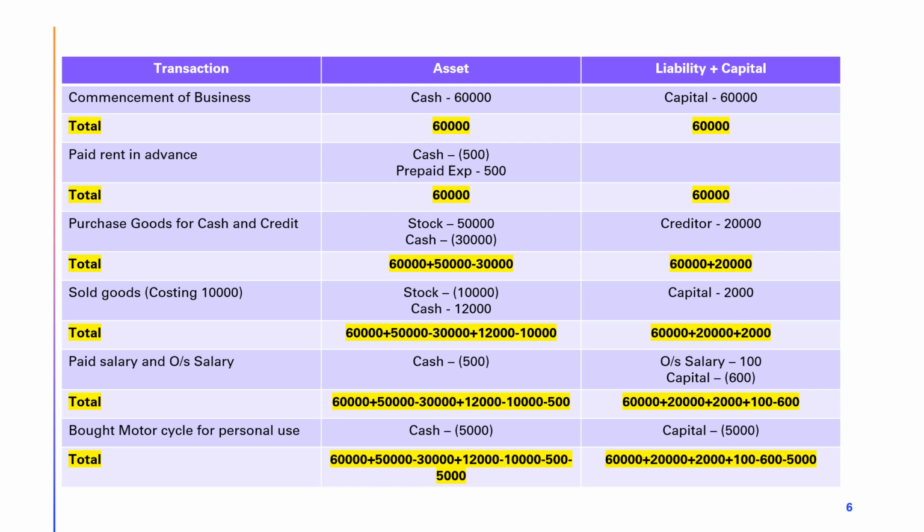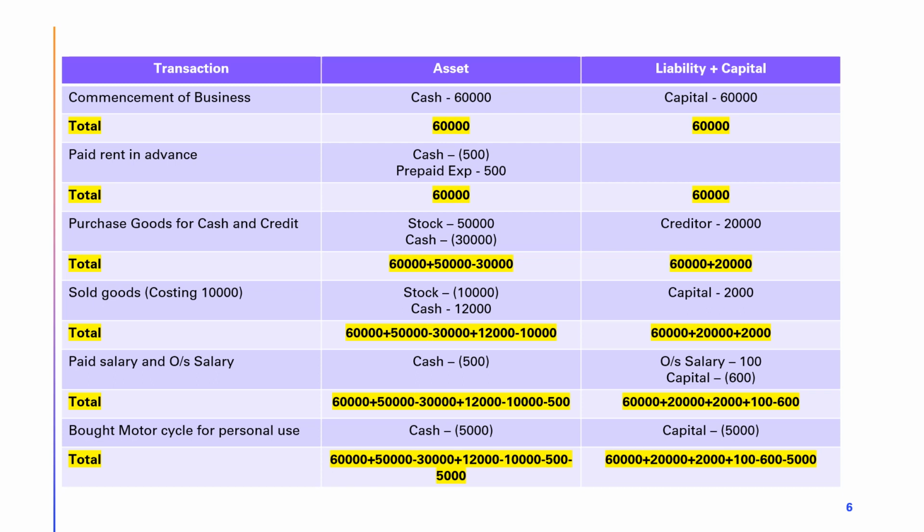Now coming to the third entry. Third entry is purchase of goods on credit and cash. Here, first is to increase the stock component on asset side with 50,000 and simultaneously reducing cash component with 30,000. Now to balance the equation on liability plus capital side, we will create a new component as creditor and add 20,000 there as it denotes amount which business owes for this new asset creation.